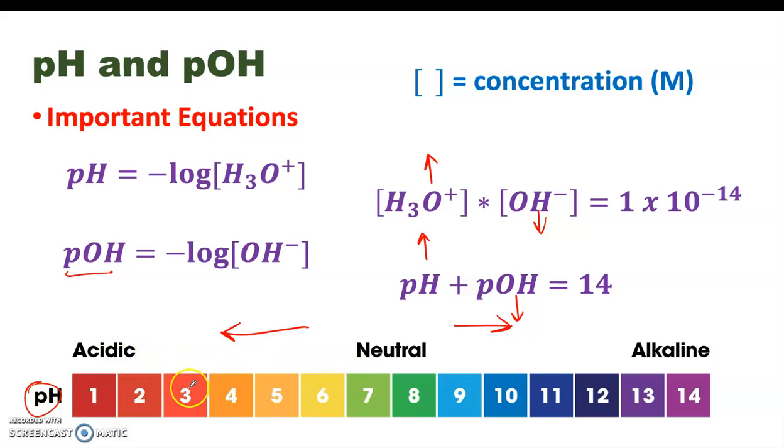So just know that if the pH is 3, the pOH is 14 minus 3, it's 11, right? So it would look like this: 13, 12, 11, 10, 9, 8, 7, 6, 5, 4, 3, 2, 1, 0. So the pOH scale is just the inverse or a flip-flop of the pH scale. So just keep that in mind.